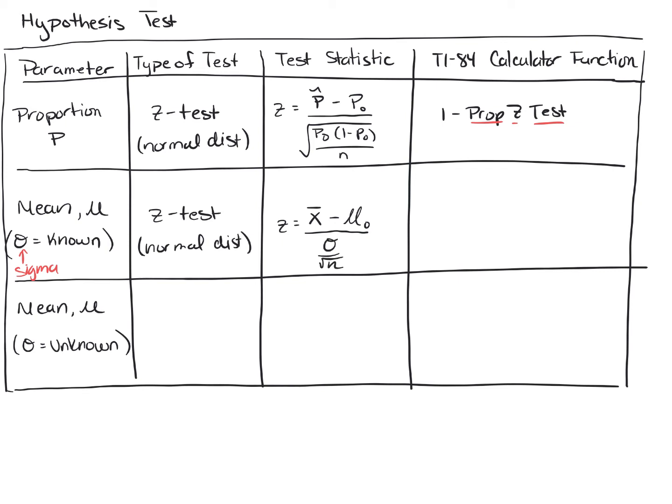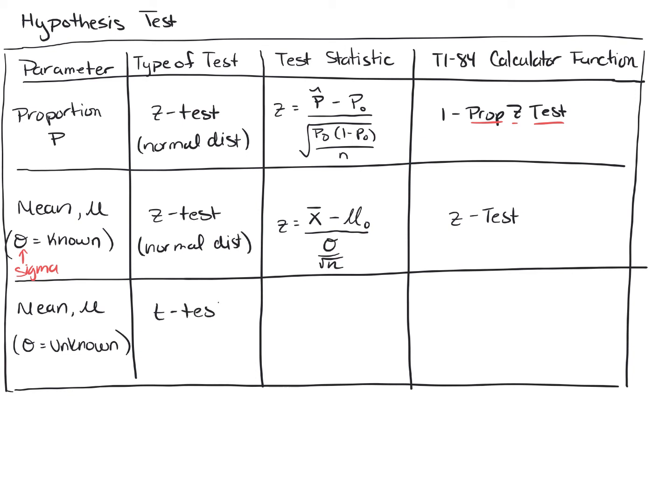On the calculator, the function you would use here is you would perform a z-test. So a z-test is the test that you would use if you're doing a hypothesis test and you're testing a claim about a population mean and sigma is known. But what happens when you're testing a claim about a population mean, mu, and sigma is unknown? In this situation, you would always perform a t-test.